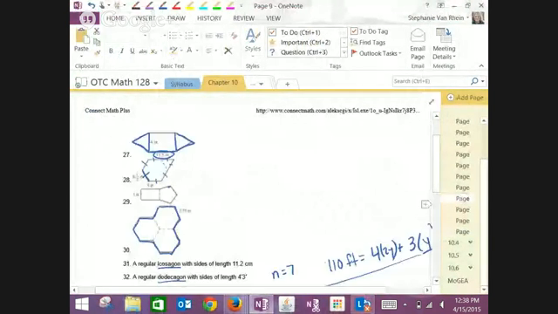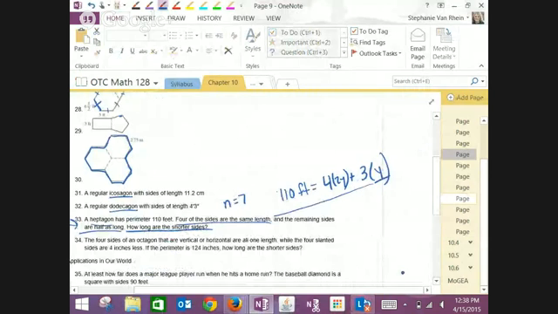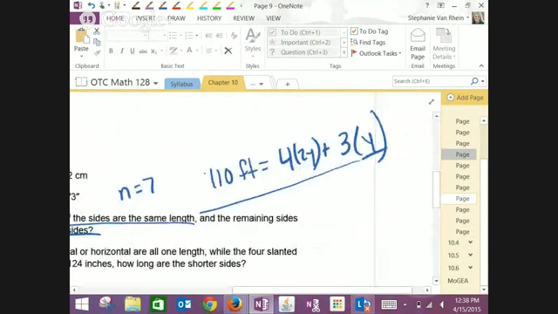Yeah, in this section, you might have gone over it. There's a couple different ways you can set it up. You want to know the shorter side, right? So you can call that y. Just set it up like an algebra problem.